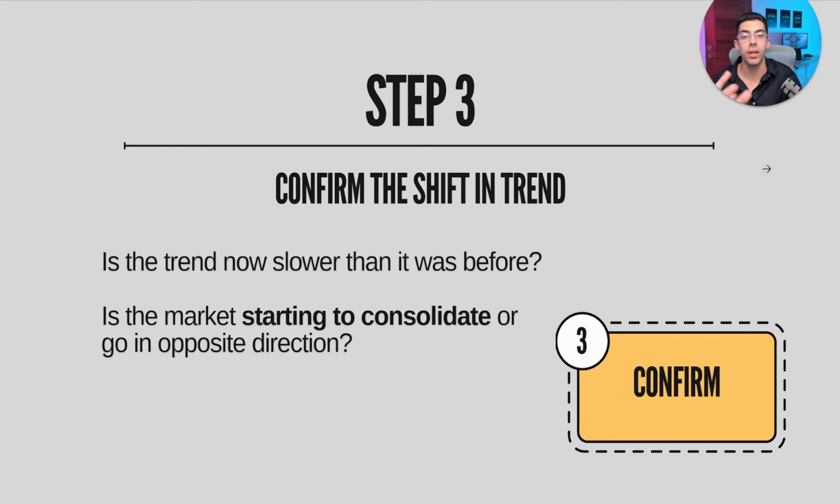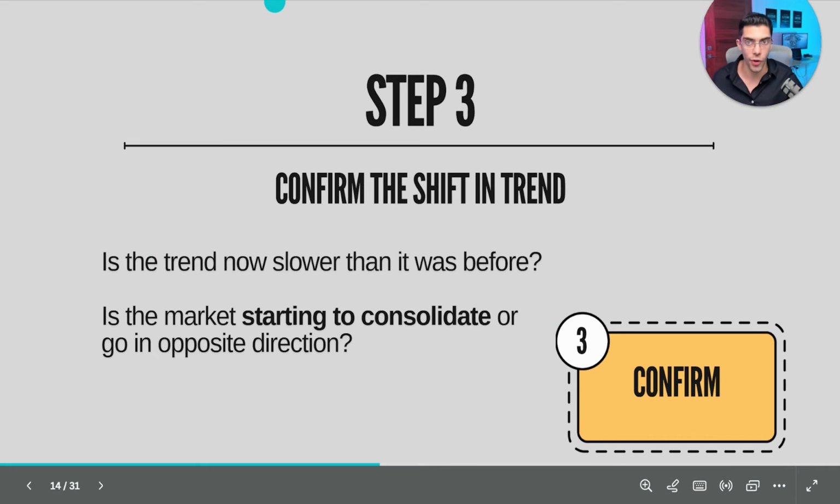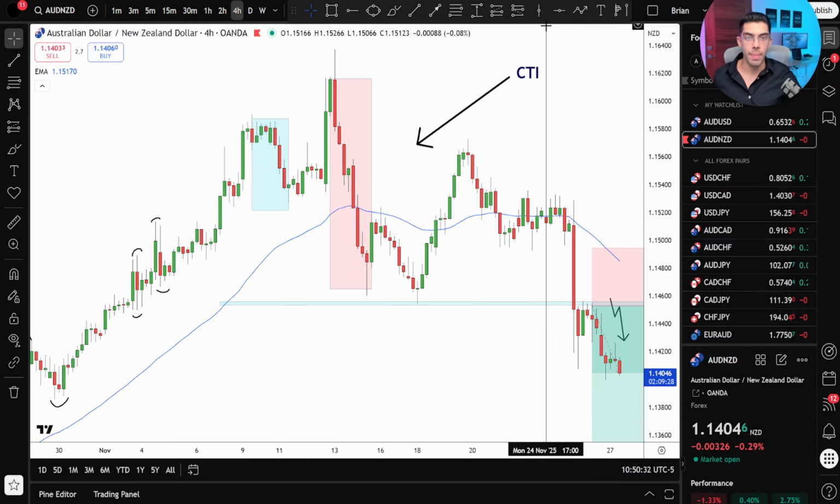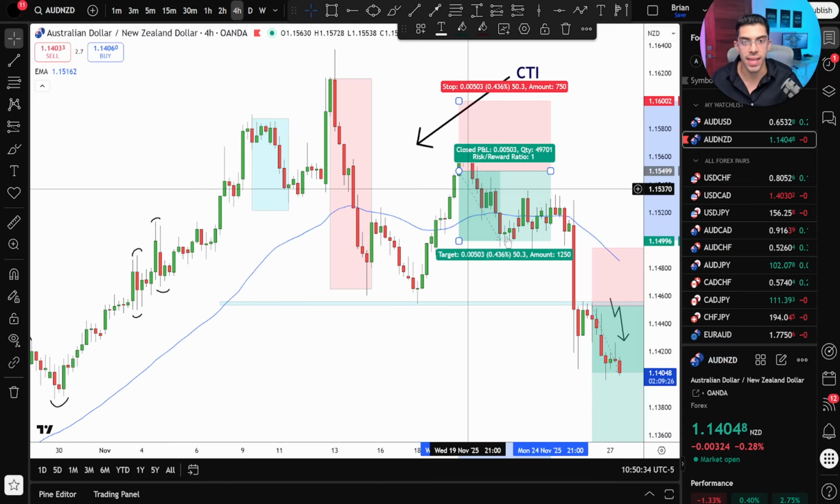This is where you want to confirm the shift. We're going from either a bullish market to a consolidating one or to the opposite direction, or vice versa, right? If you're in a bearish market, there's going to be a shift occurring after the CTI. And all you simply want to do before entering any trades is confirm the shift. So is the trend now slower than it was before? And is the market starting to consolidate or go in the opposite direction? Step 3 is all about confirming. You need to confirm. So let's say in this scenario right here, am I going to immediately take a sell the second we come up here?